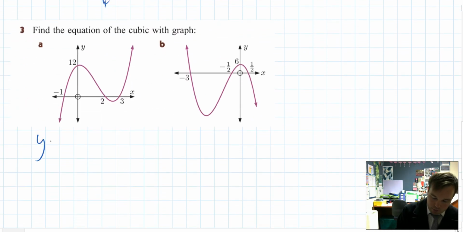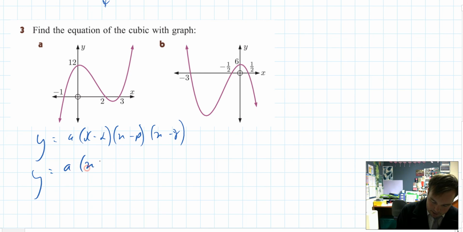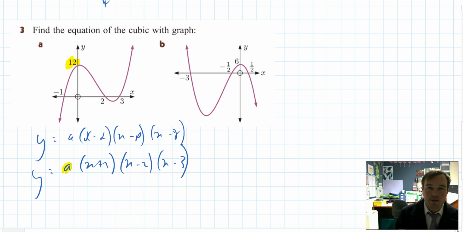So start with the form y equals a bracket x take alpha, x take beta, x take gamma, and then we sub in all the values. So here we have a, x plus 1, x take 2, and x take 3. Then we need to find a by using this final point here, just like we did with quadratics.